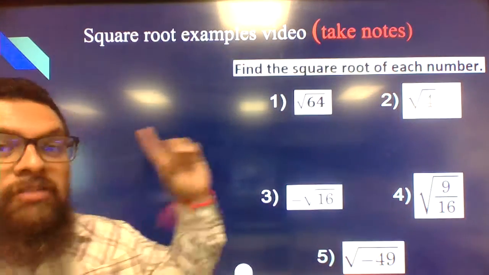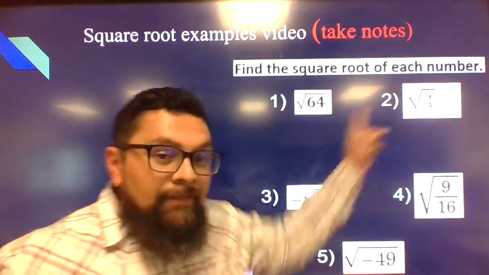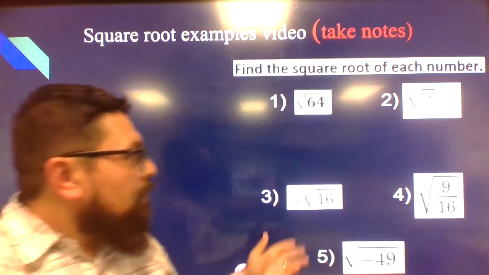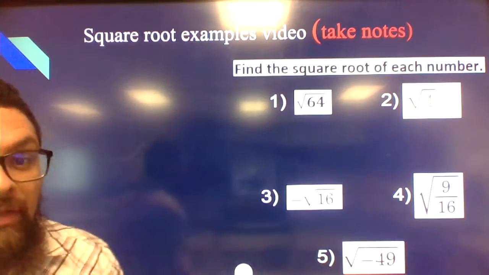Hi guys, so we're still on square roots. We're going to do these 5 examples and actually get to what the square root of these is. All right, so let's go ahead and do it.